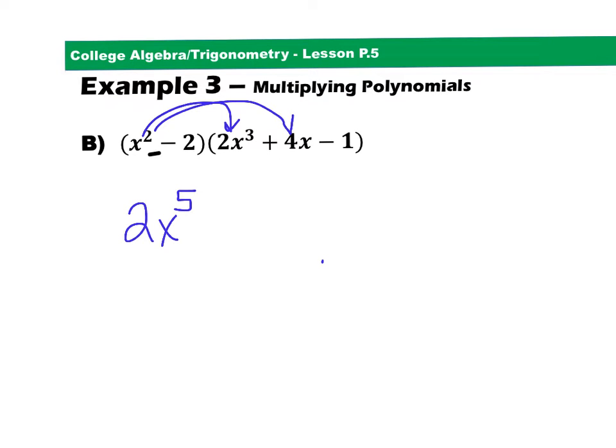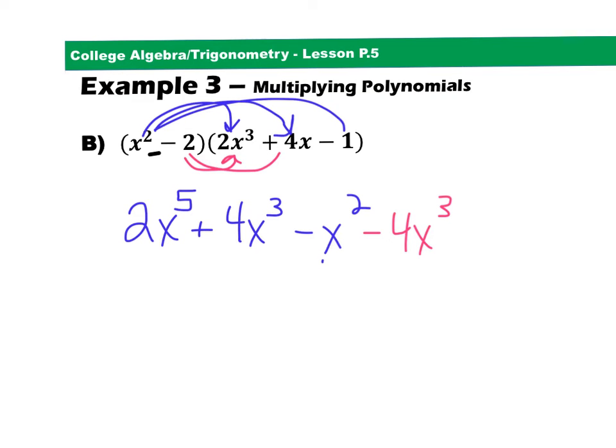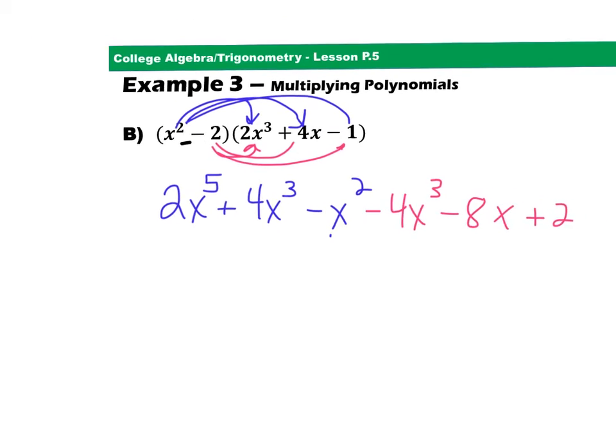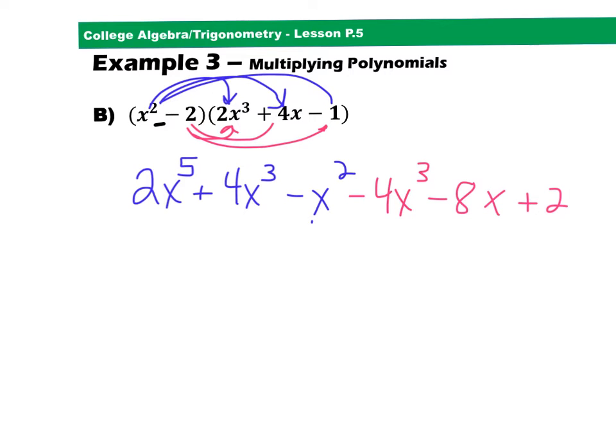X squared times 4x. 4x cubed. Good. X squared times negative 1. Negative x squared. Good. All right, then we're going to do second term. Negative 2 times 2x cubed. Negative 4x cubed. Negative 2 times 4x. Negative 8x. Good. And then negative 2 times negative 1. Positive 2. Good. Those of you who are playing along and participating, good job.